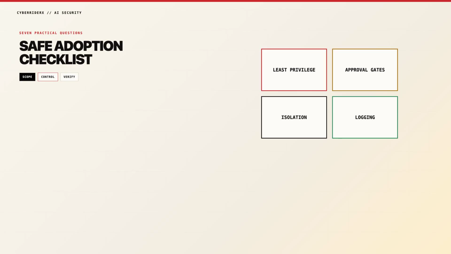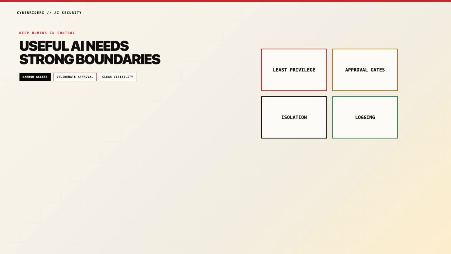And finally, keep a human accountable for high-impact decisions. Useful automation should reduce effort, not erase responsibility. AI browsers are powerful because they can move from reading to acting. That same ability makes trust boundaries, permissions, and visibility essential. Prompt injection detection will continue to improve, but safe adoption should not depend on perfect detection. Narrow the agent's access. Stop before sensitive actions, isolate untrusted browsing, log what happens.